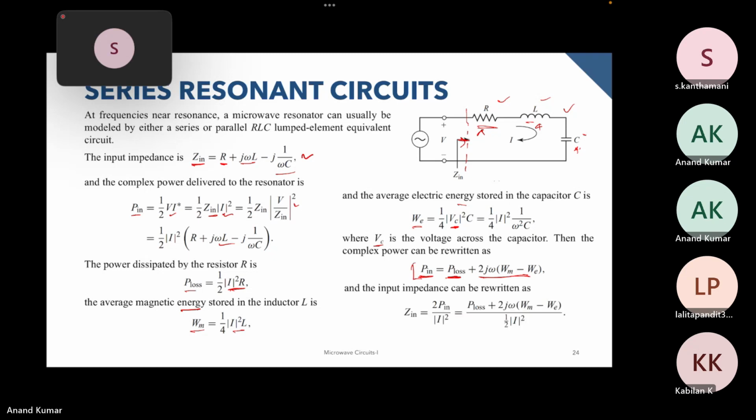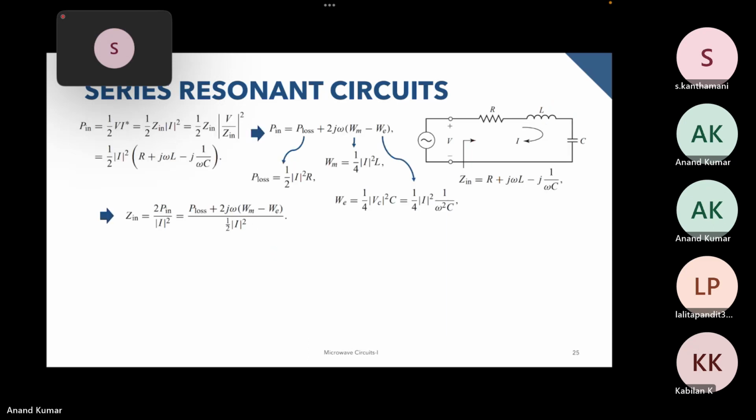And we can also write the input impedance in terms of the power, which is by this form over here. We have taken this term and this term, and we have written the input impedance in terms of the power and the current. So this is the expression for the complex power, where P loss is by the resistor, the magnetic energy by the inductor, and the electric energy by the capacitor, and the input impedance in terms of the power loss.